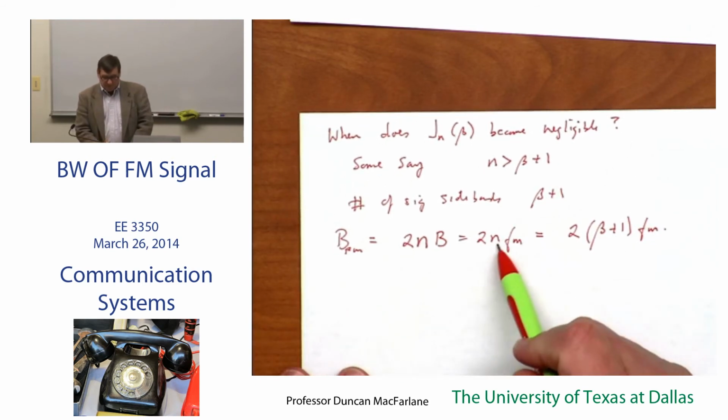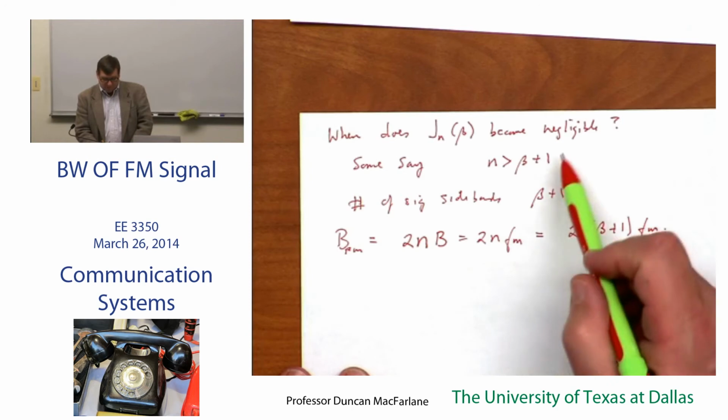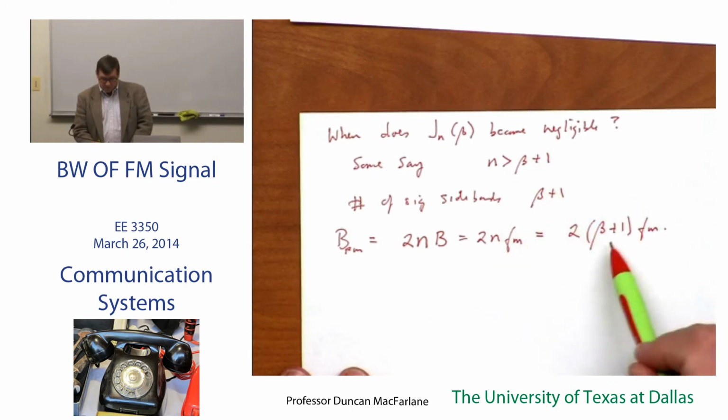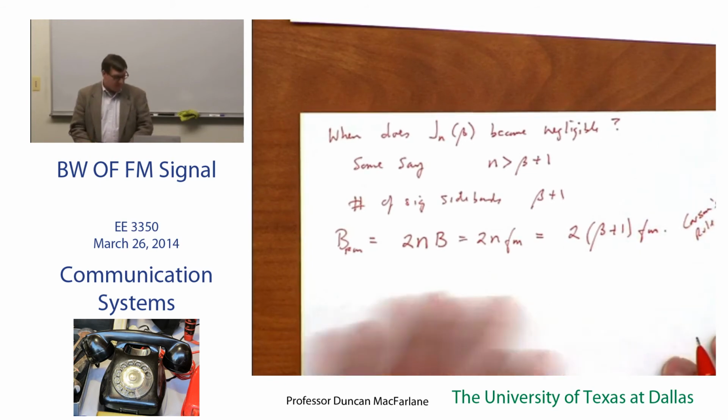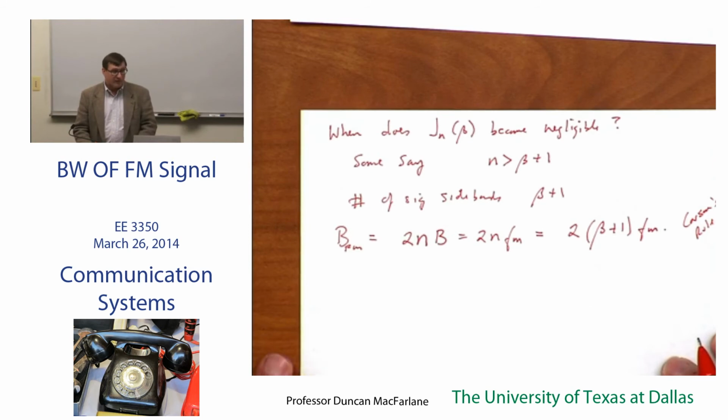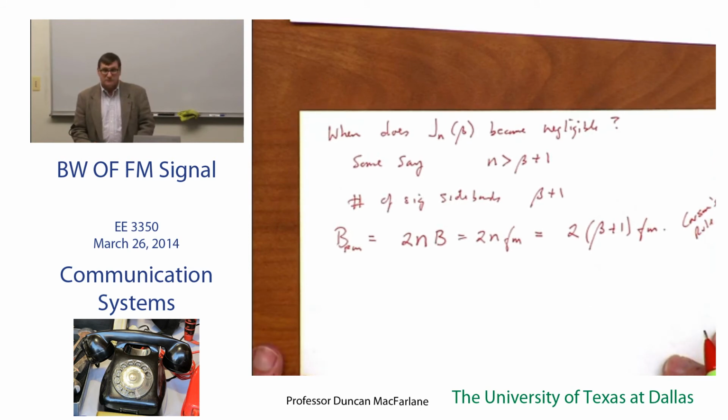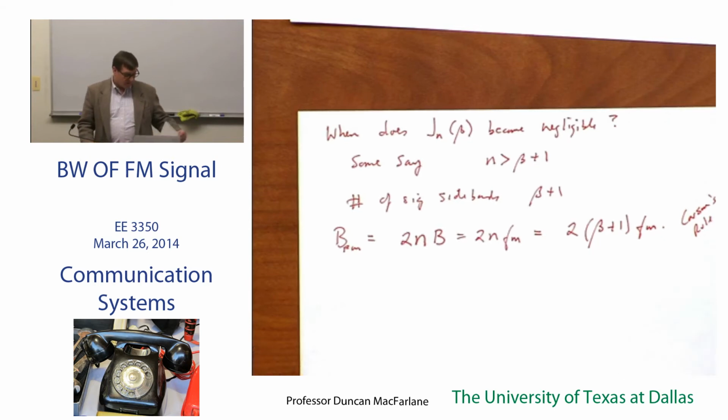If I substitute in for n the number of harmonics that I want to keep according to this rule, I have Carson's rule again.